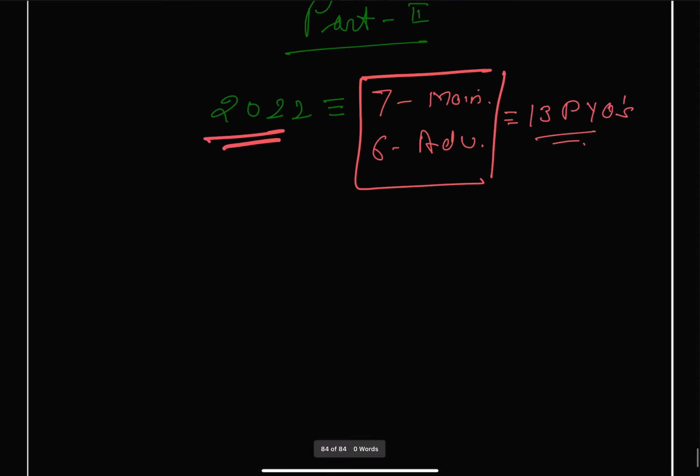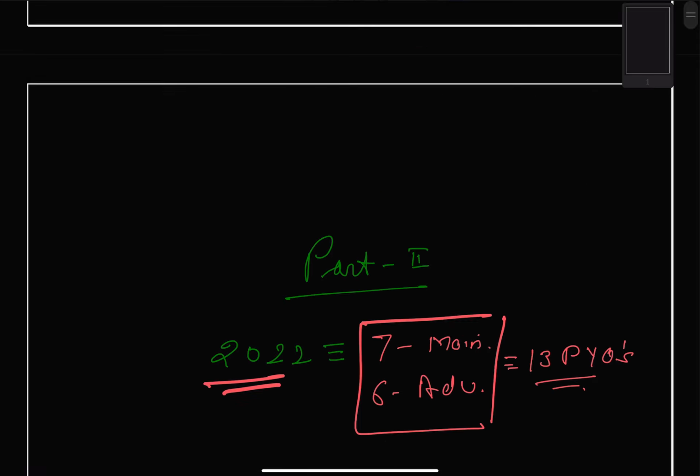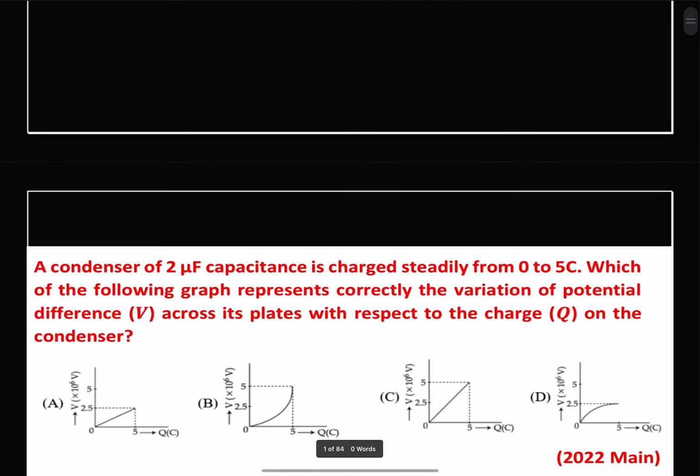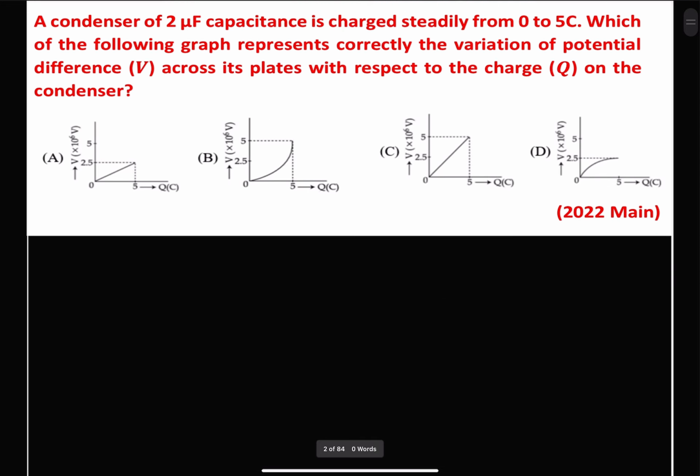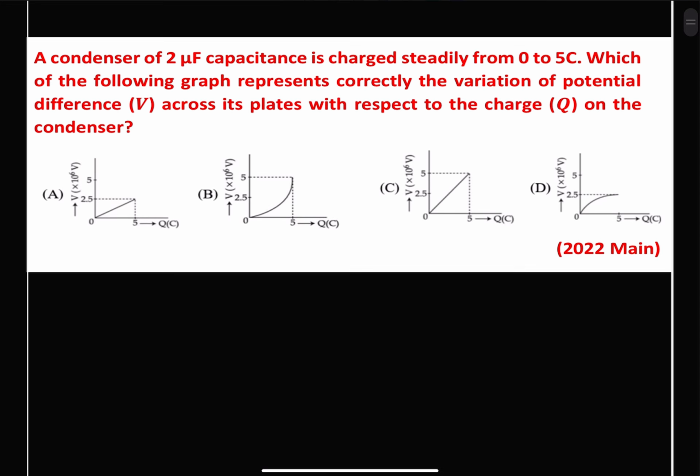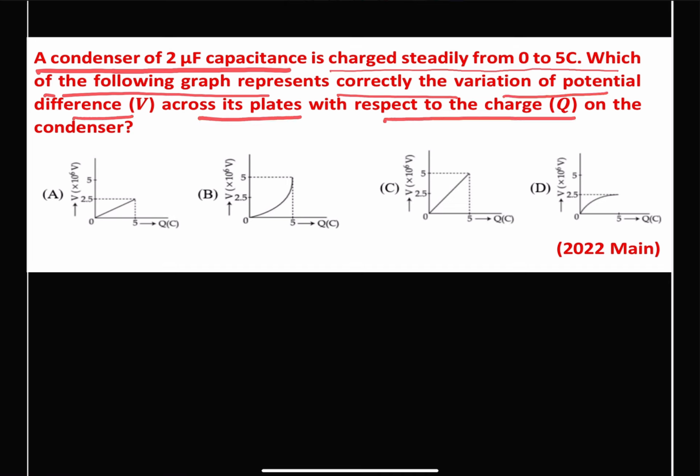So in the first question, it states that a condenser of 2 microfarad capacitance is charged steadily from 0 to 5 coulomb. Which of the following graphs represents correctly the variation of the potential difference V across its plates with respect to charge Q on the condenser?